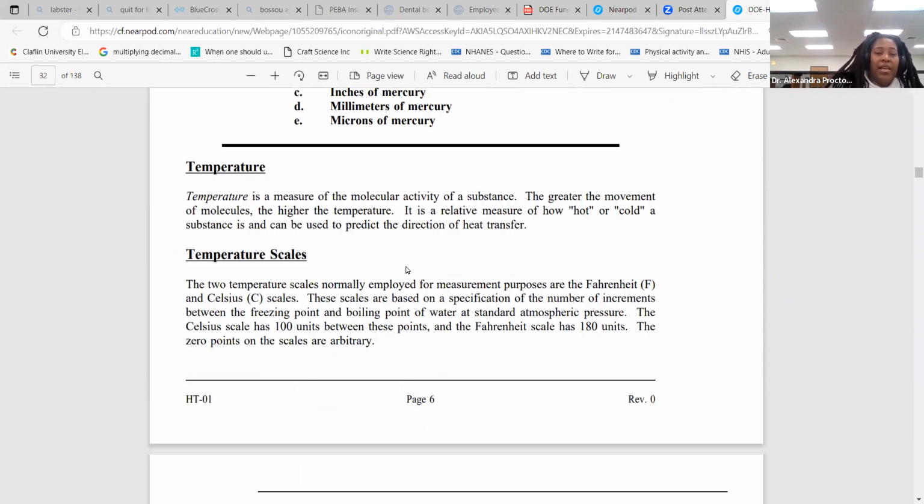So temperature is the measure of molecular activity of a substance. Temperature is also a measure of the kinetic energy, because the kinetic energy is the activity of the substance. The greater the movement of molecules, the higher the temperature. So it is a relative measure of how hot or cold a substance is, and it can be used to predict the direction of heat transfer.